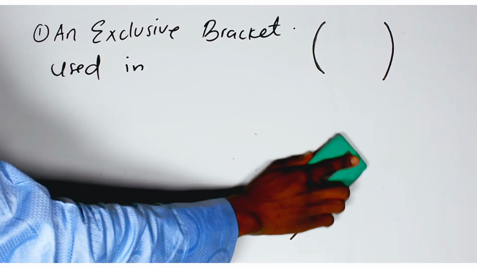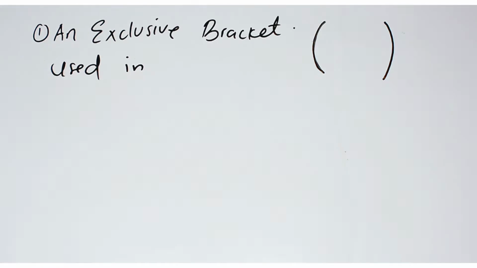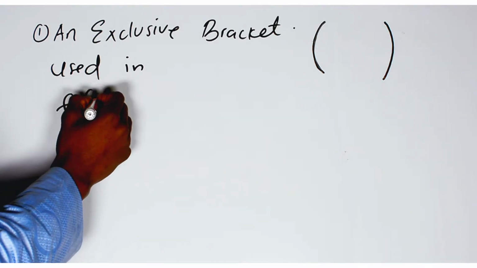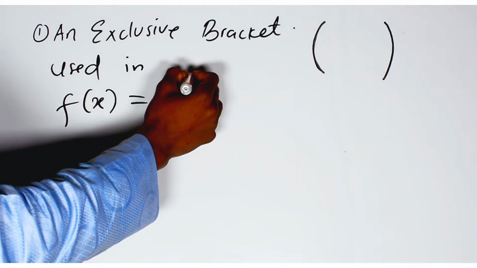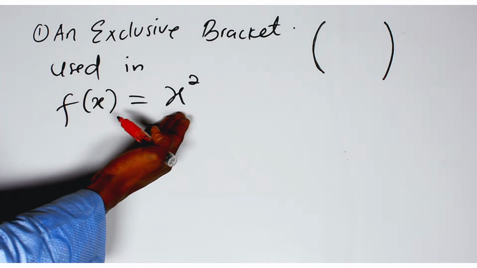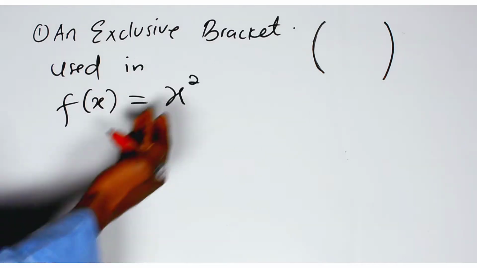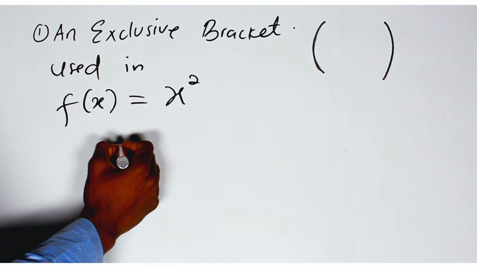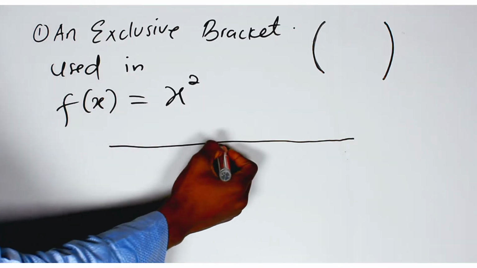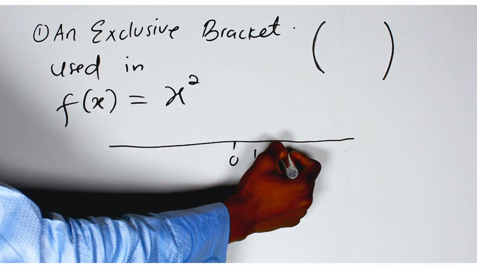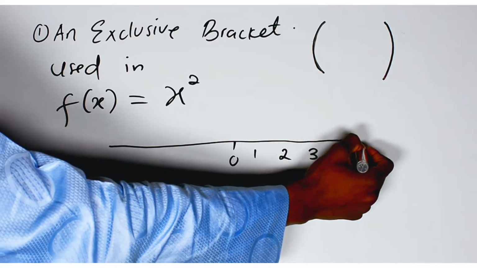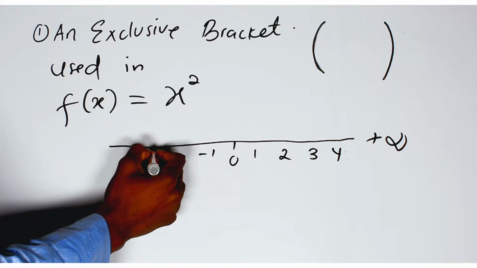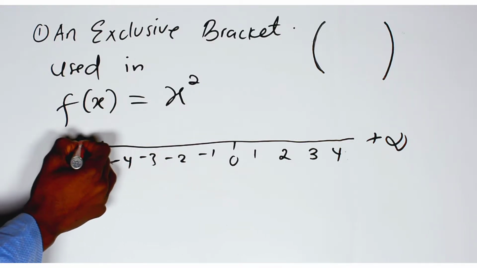Let's show an example for a function whose domain includes negative infinity to positive infinity, like f of x equals x squared. Now let's use this function to show the possible domains of the function that can be presented in this bracket. Let's draw the number line. This is 0, 1, 2, 3, 4 to positive infinity. Negative 1, negative 2, negative 3, negative 4 to negative infinity.